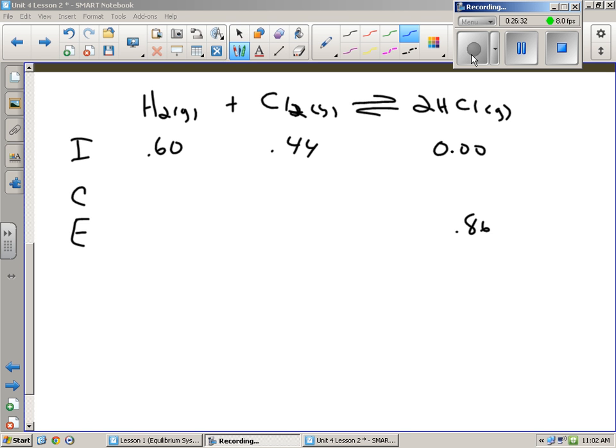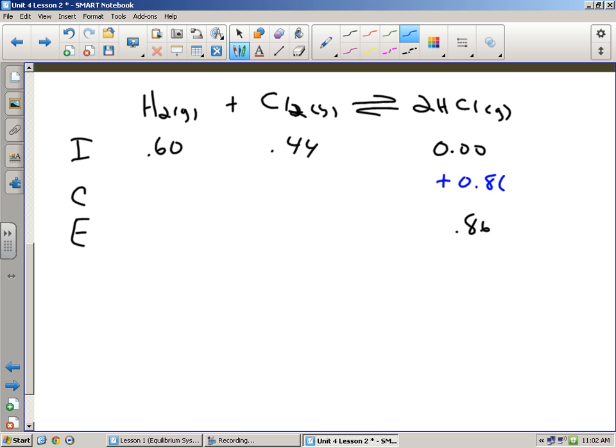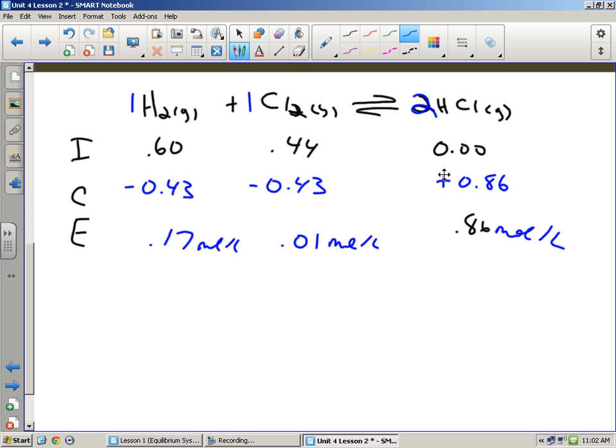Okay, so increase, starting at 0, equilibrium concentration is that, so that's an increase of 0.86. So once again, if I'm making 0.86 there, I have to use 2 to 1. I have to use 0.43 here, and once again, 0.43 here. So adding those up, of course, I'm going to get 0.01 here, and this one was 0.17 moles per liter. Those are the equilibrium concentrations, which I have to use in my equilibrium law. So therefore, we're going to write that out now.